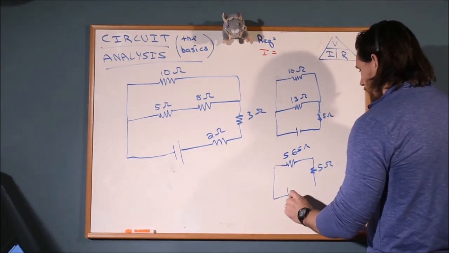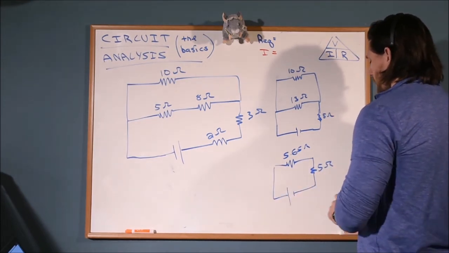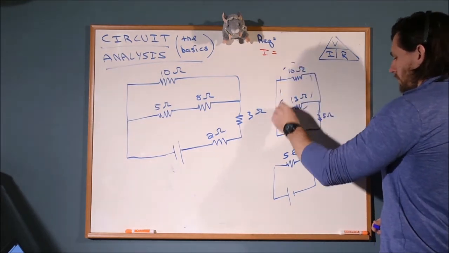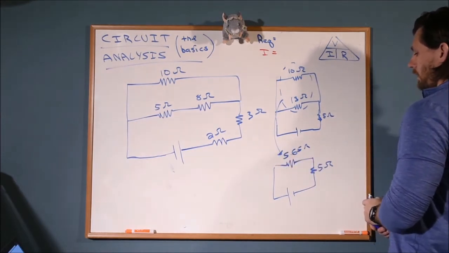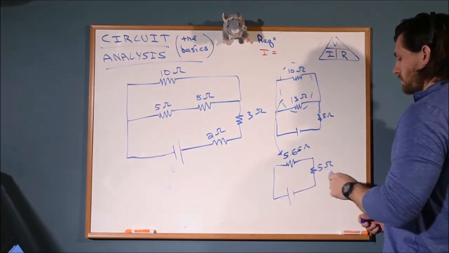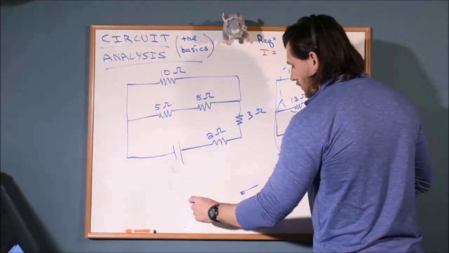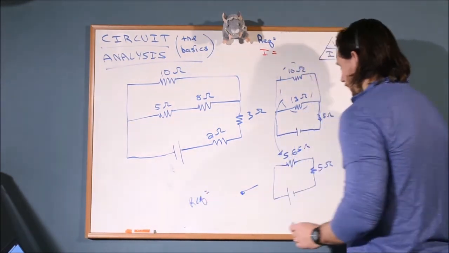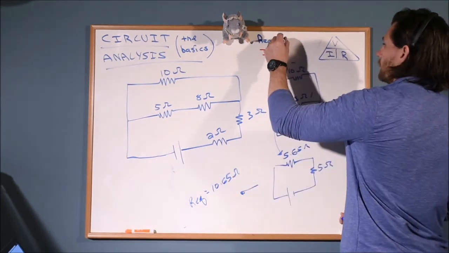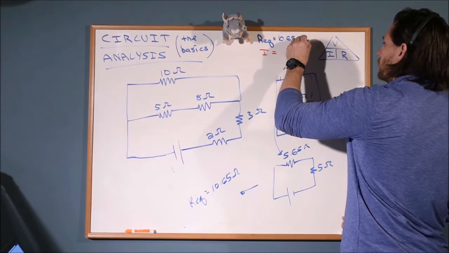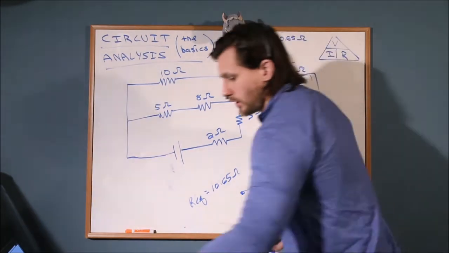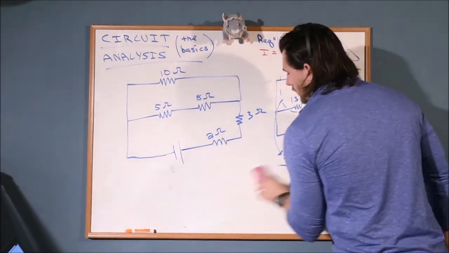And then back to the battery, I drew it different, who cares? So now you can see that these two simplify down to this, and the result of that, this 5.65, is in series with the 5, giving us an REQ of 10.65 ohms. Let's write that up here, 10.65 ohms. Okay, missed my chalk. Can't say my handwriting would be any better if I had it.